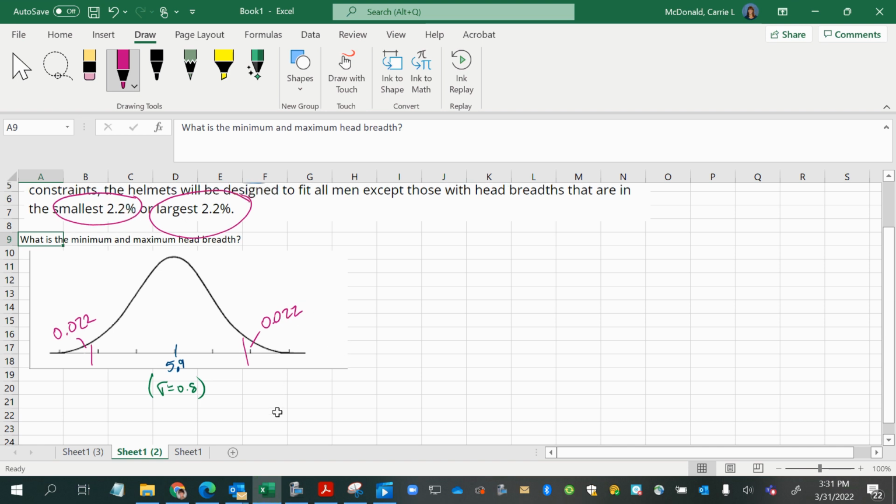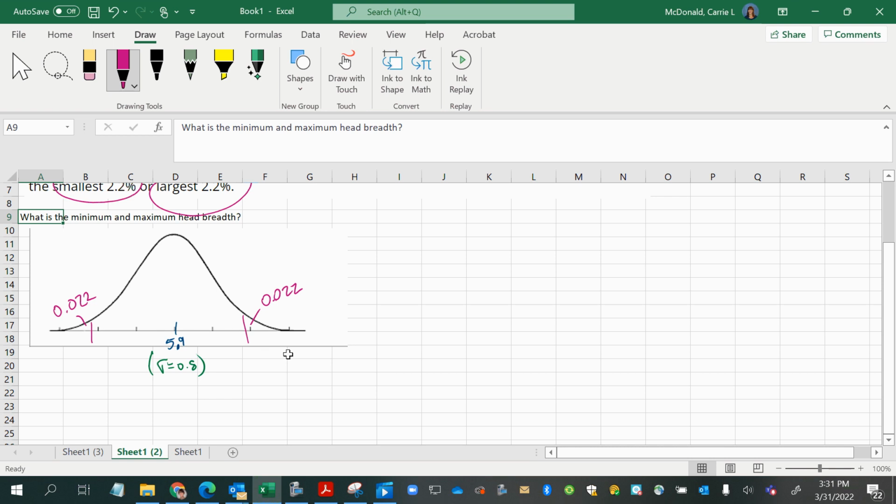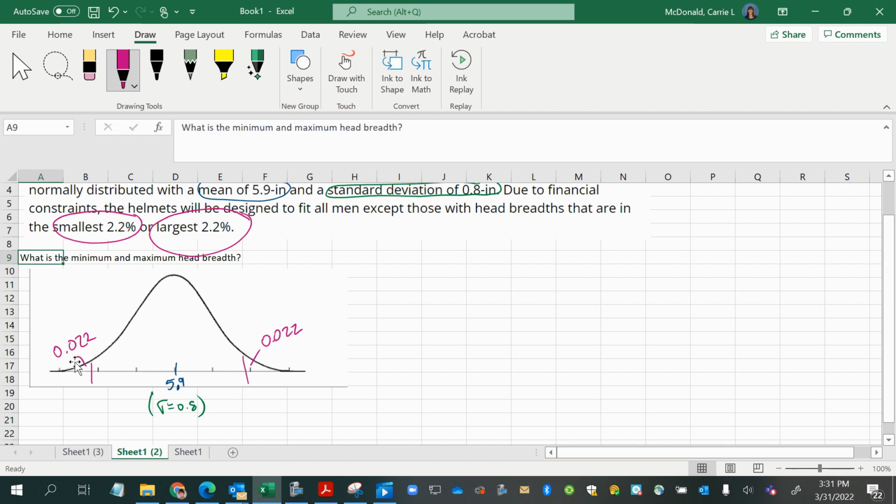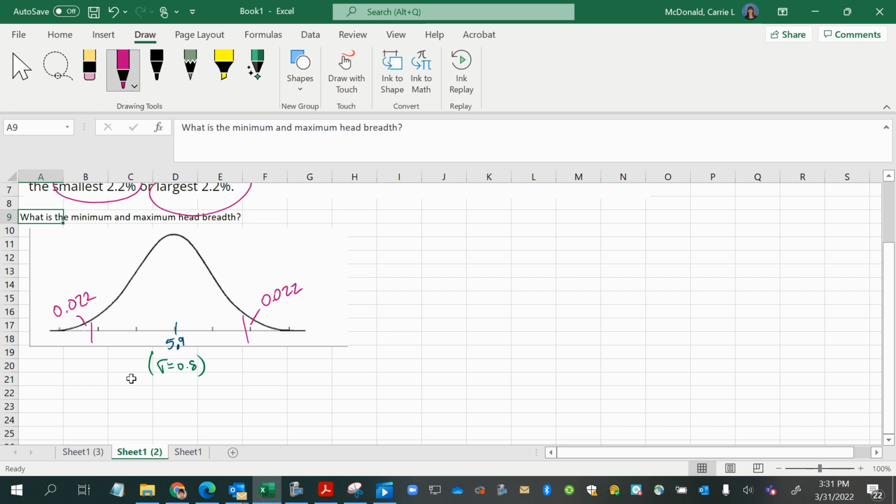Now, being that the curve is symmetric, I know that since these tails are the exact same area, the boundaries are in the same distance location from the mean, which I haven't really illustrated all that well. I knew that I'm going to have one here and one here, and they're going to basically be the same number, just different signs.